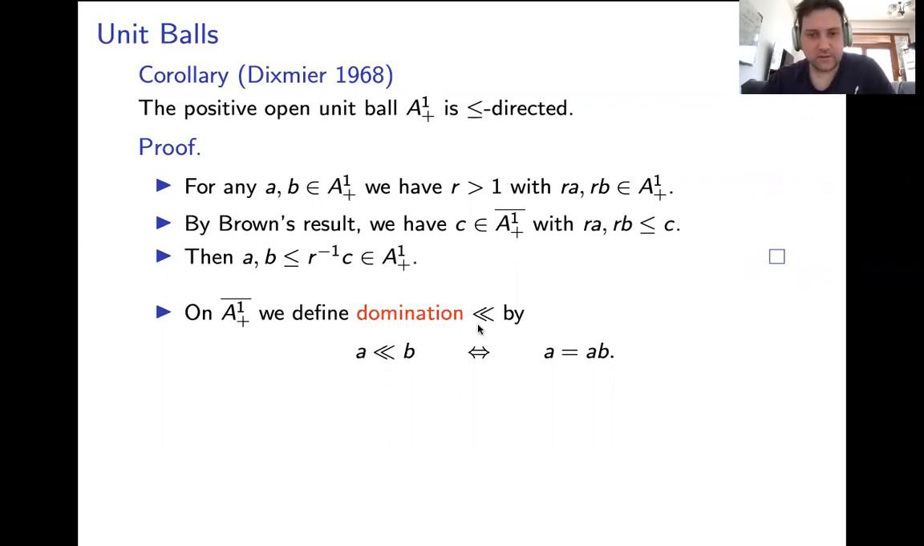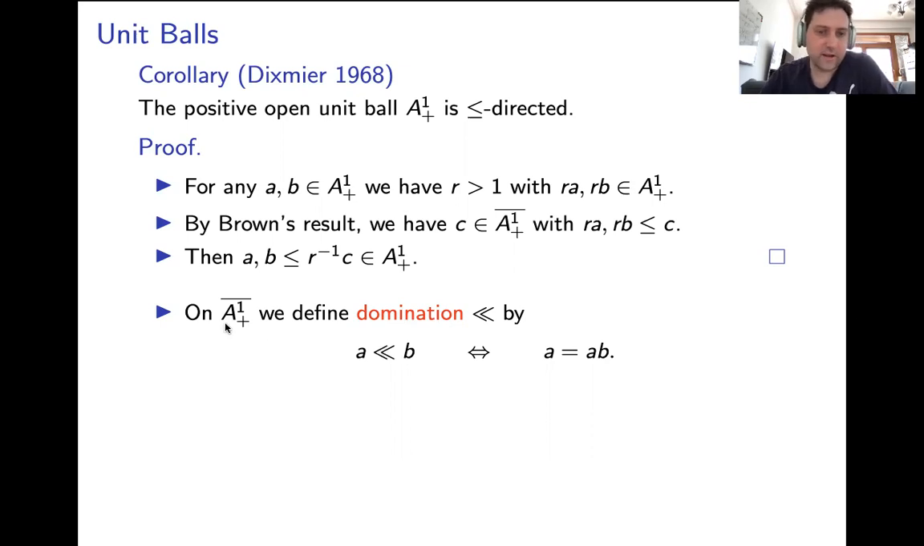I think if you look at Blackadder's encyclopedia on C-star algebras, he introduces this nice relation here. But I think a lot of results can be phrased more succinctly or more naturally in terms of this relation, or in fact, in terms of a kind of approximation to this relation that we will introduce very shortly. So domination, I'll call it, is defined as follows.